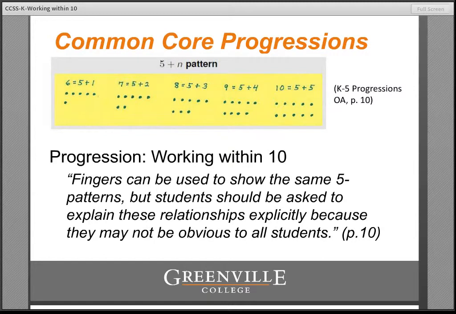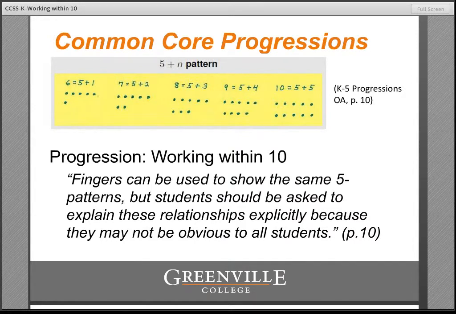Now, they also do mention that fingers are a good idea, but the Common Core authors have a little proviso there, which is that the finger patterns are so familiar that children may not have actually stopped to think about how the finger patterns reveal the relationship to 5. For example, if they show 9 on their fingers, one hand has 5 and one hand has 4 fingers. Can they think of that then as saying a 9 has a 5 and a 4 in it? That is really important. I'm going to tell you about a kindergartner.